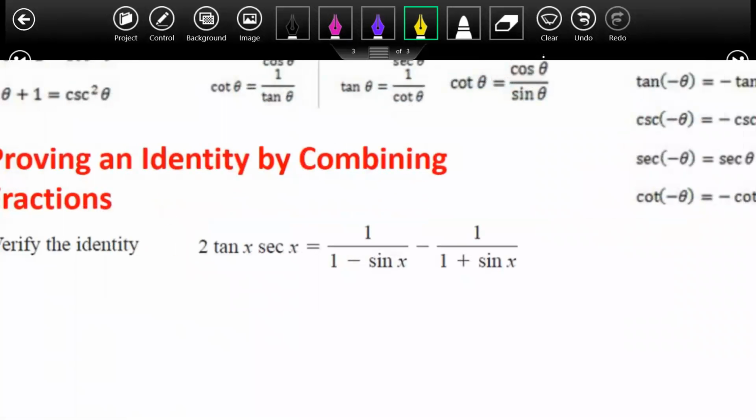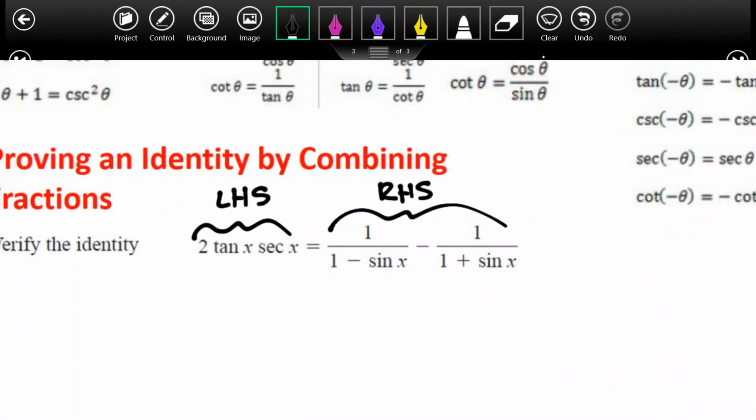Okay. So proving an identity by combining fractions. Again, we can look at the left-hand side, the LHS, or we can look at the right-hand side, RHS. And again, it doesn't matter which side you choose, but one of the things we're going to look at is using the harder formula.